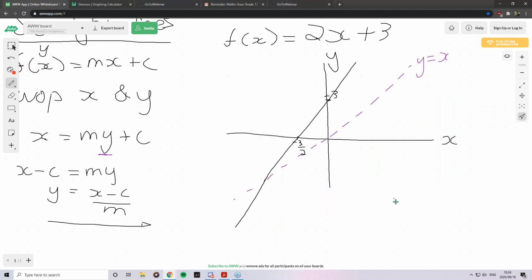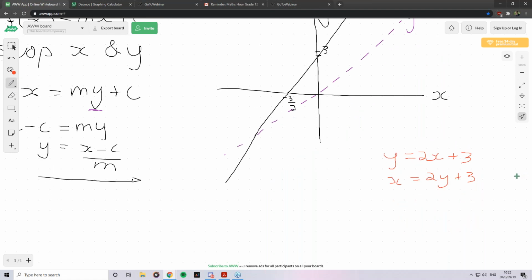So we say we have y equals 2x plus 3. So swapping x and y, we have x is equal to 2y plus 3. And then solving this all the way down, we get y is equal to x over 2 minus 3 over 2. Now, this is another straight line. And this straight line has an x cut at 3 and a y cut at minus 3 over 2.